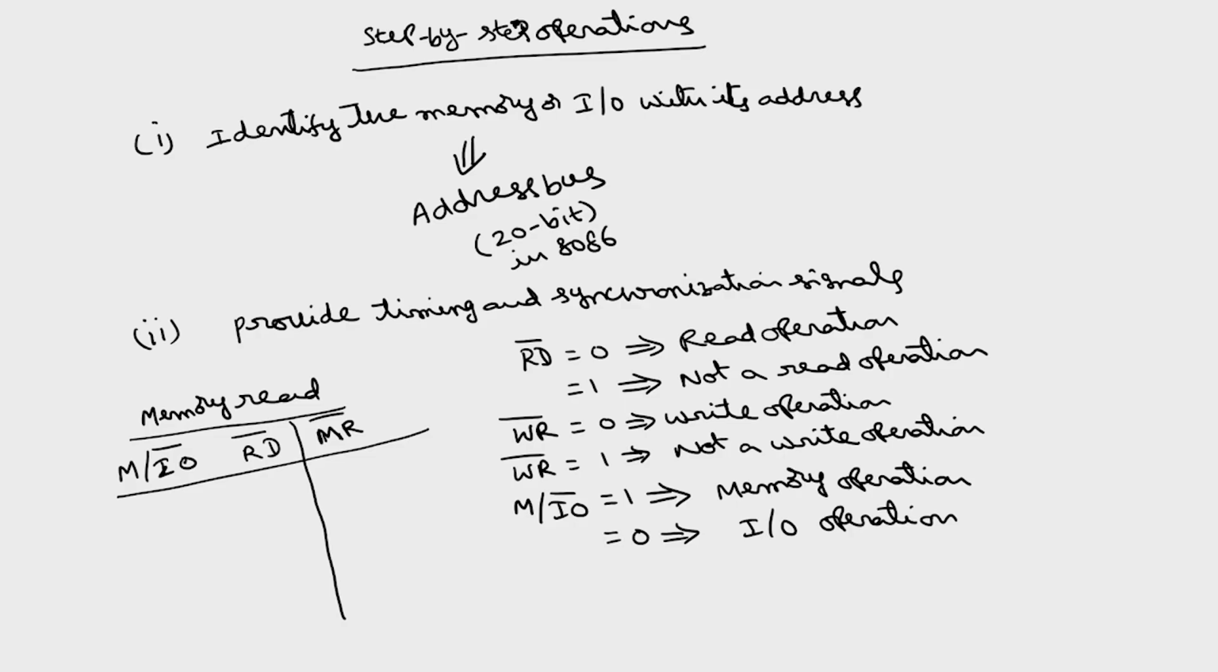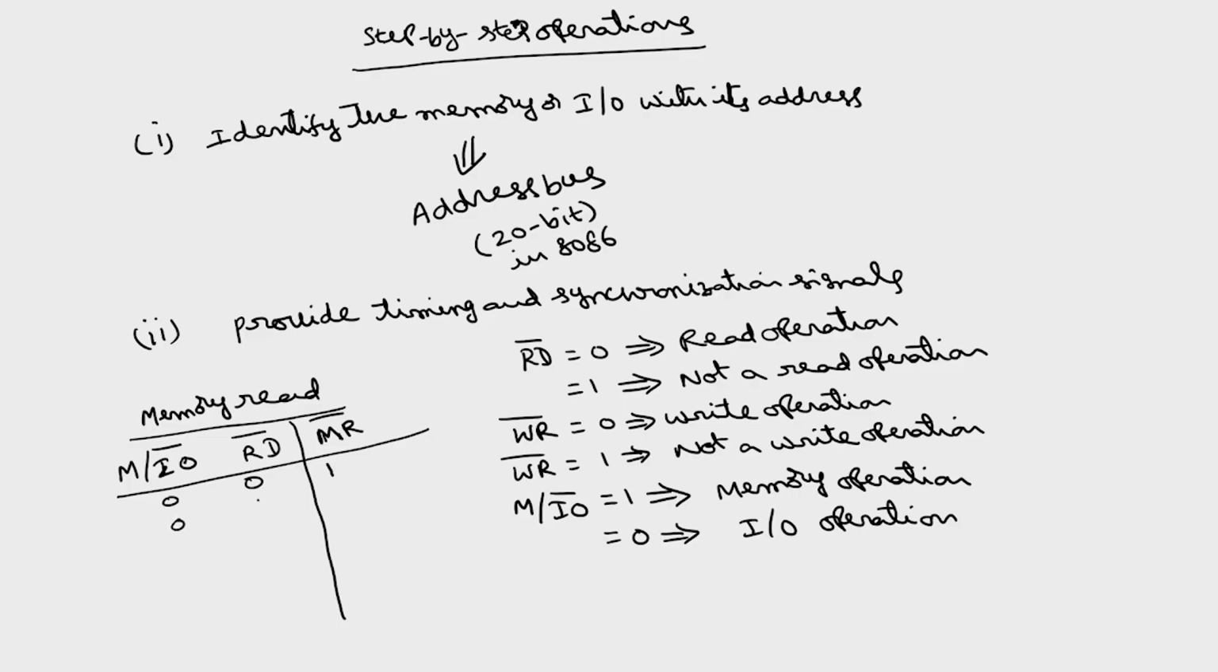There are 4 combinations here, starting with 0 0. If M by IO bar is 0 and read bar is 0, is this the memory read operation? If it is a memory read operation, the memory read bar should be 0, otherwise memory read bar is 1. You see here, M by IO bar is 0 means this is an I/O operation, not a memory operation. So, we have to make memory read bar 1, so that it is not a memory read operation.